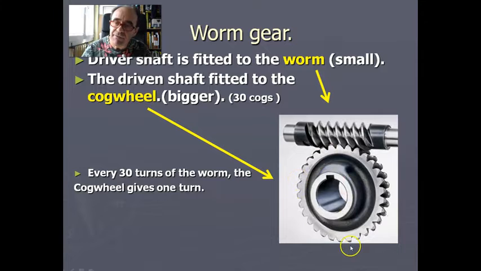In this case, if we have 30 teeth, we need to rotate the screw or the worm 30 times just to have one turn in the cogwheel. I will repeat. This one, that is smaller than this one, has to rotate, in this case, 30 times in order to have a complete turn in the cogwheel. 30 times because it has 30 cogs, 30 teeth.